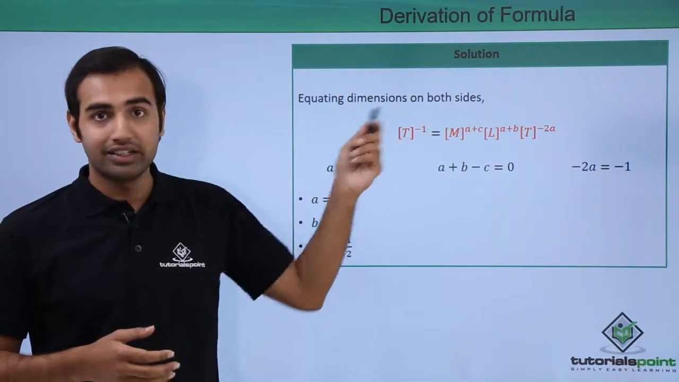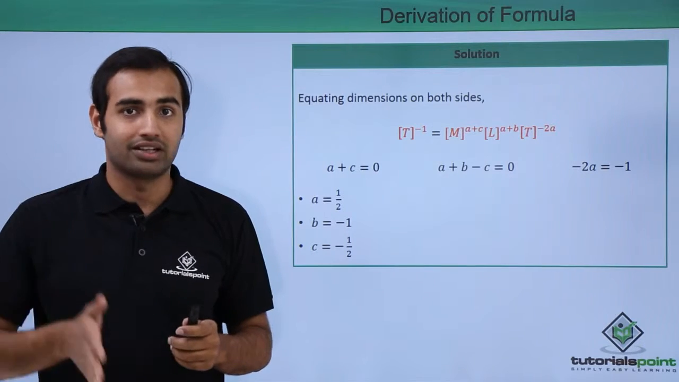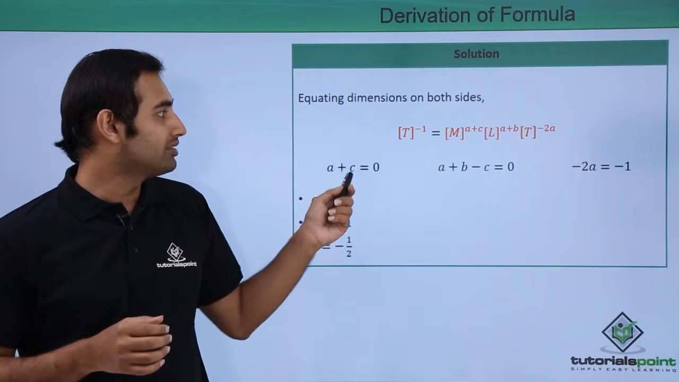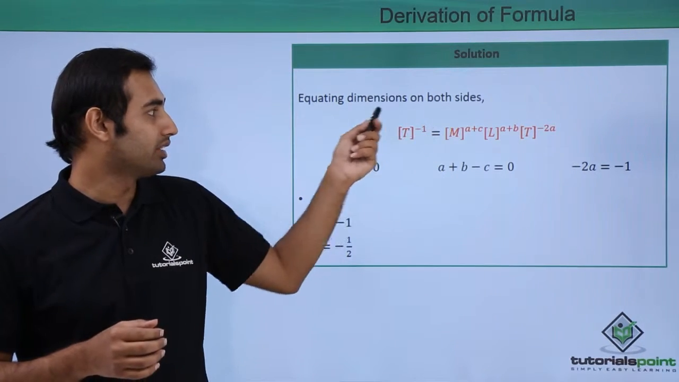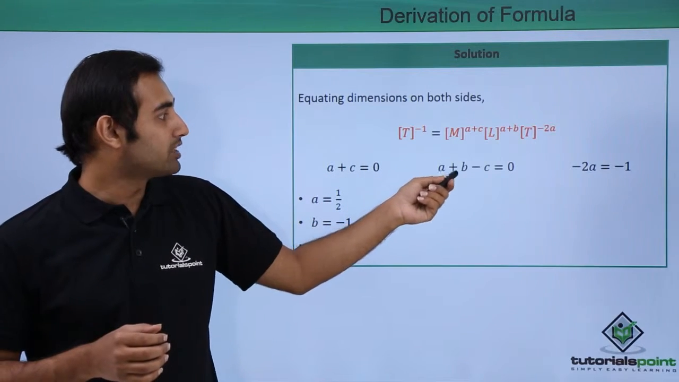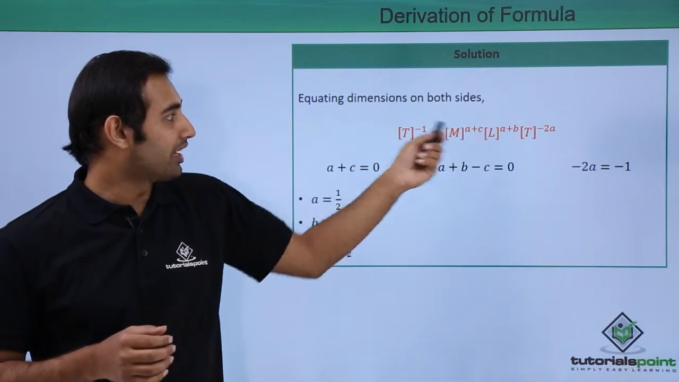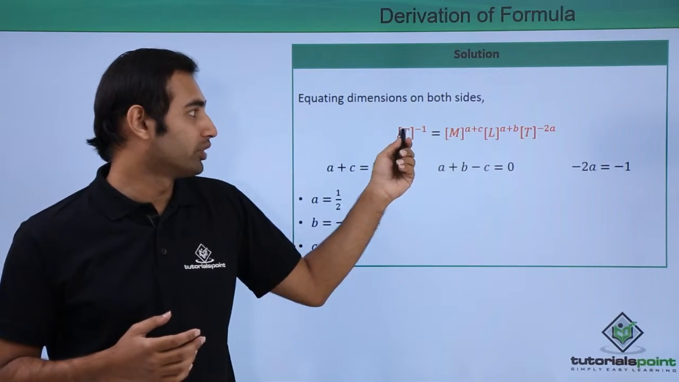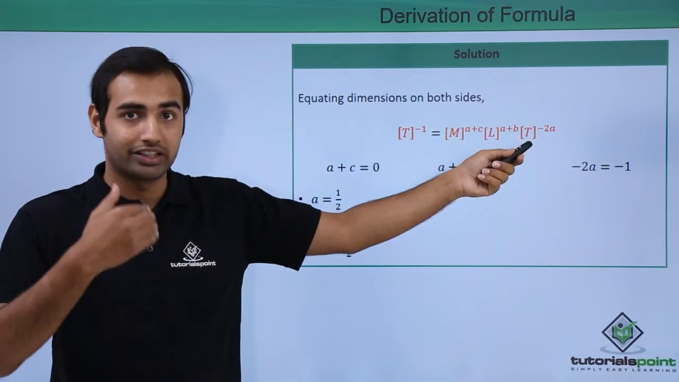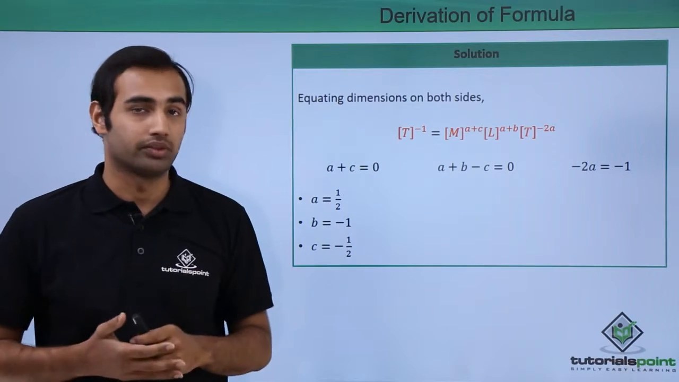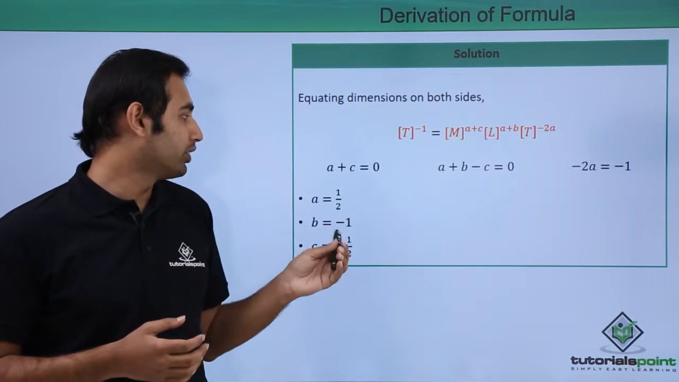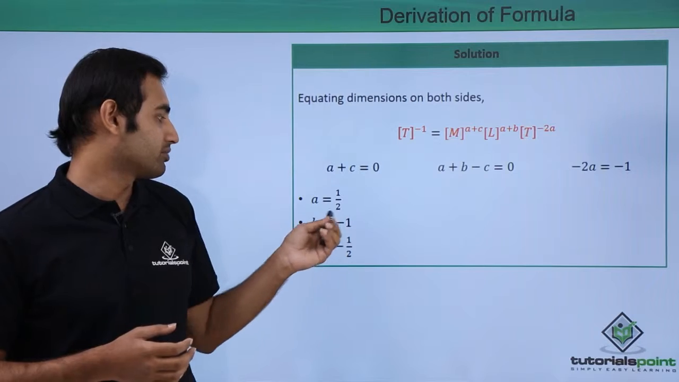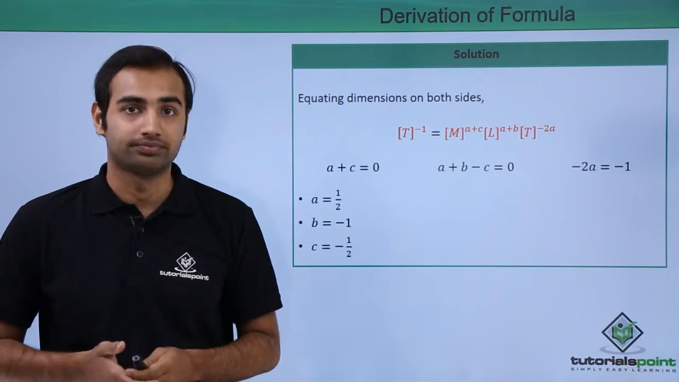Now if we compare the exponents on both LHS and RHS, what we obtain is a plus c is equal to 0, because a plus c is simply the exponent of M, which is 0. a plus b minus c is 0, because L raised to power 0 is also there, and minus 2a is equal to minus 1, because minus 2a is the exponent of T. Over here it's minus 1. Now once we equate these quantities, we obtain a as half, b as minus 1 and c as minus half.